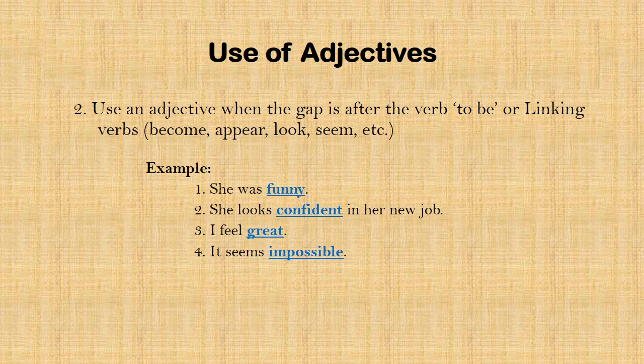Read the examples. She was funny. In this sentence, the word was is a to be verb. Sometimes we use an adjective after a to be verb. So we have used an adjective here to complete the sentence, and the word is funny.